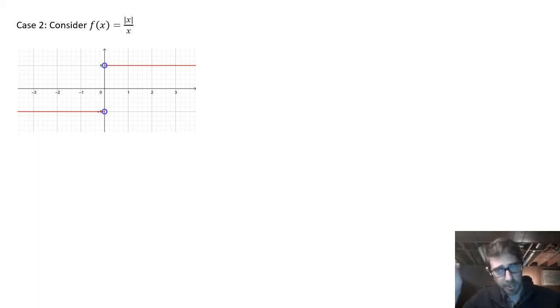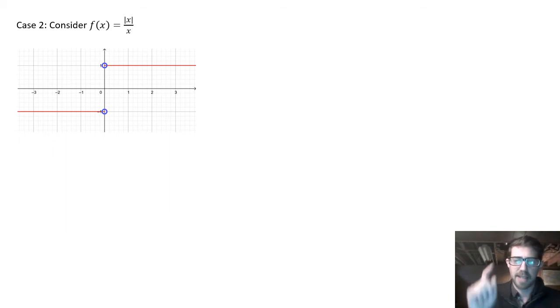We have a similar thing happening at 0. The absolute value of 0 is 0, but 0 over 0 is still undefined. So the way you'll see it drawn is if this is an open dot like it is here, that means there's nothing there. If we were to say close the dot here, then that would make f of 0 be 1, but it's not in this case. f of 0 is undefined.